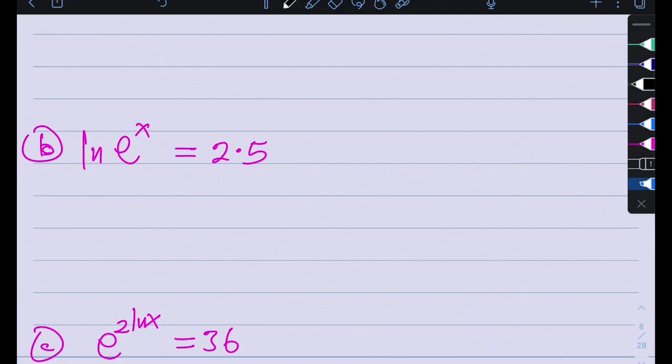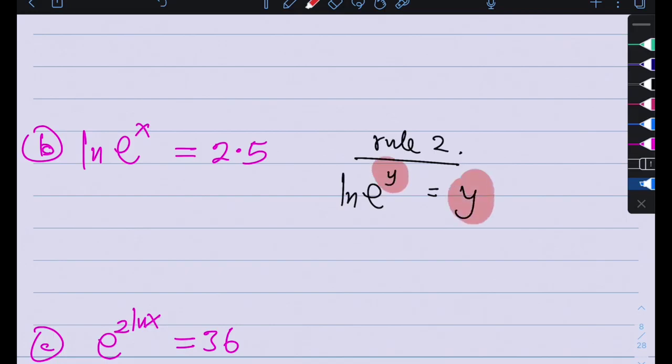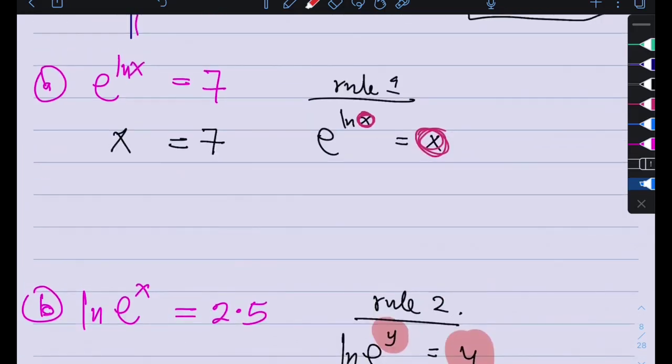Now, if we have a case like this, what is the next rule? So rule number 2, if we have ln of e to the power, let's say y, okay, the answer is just y. All right, let me highlight this. This is the same as what is there.